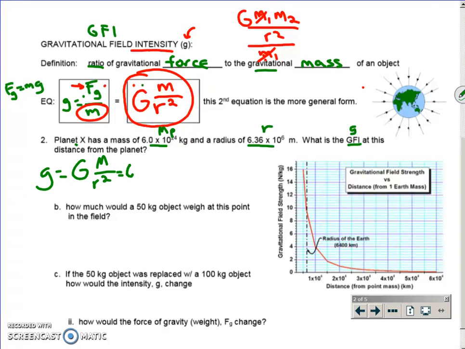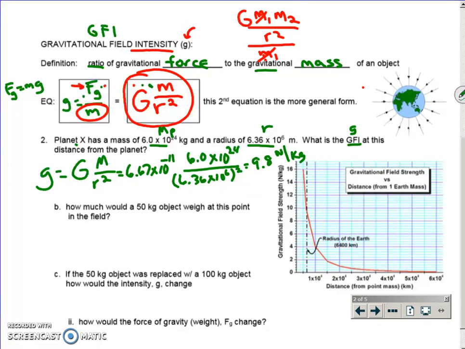Okay, 6.67 times 10 to the negative 11th, I'm not going to put units here, times 6.0 times 10 to the 24th, divided by 6.36 times 10 to the 6th quantity squared. If you plug in the numbers, make sure you use your EE button, you will get about 9.8. And it's a little bit difficult to get the units from here, but I can look at the definition. It's got to be newtons per kilogram.